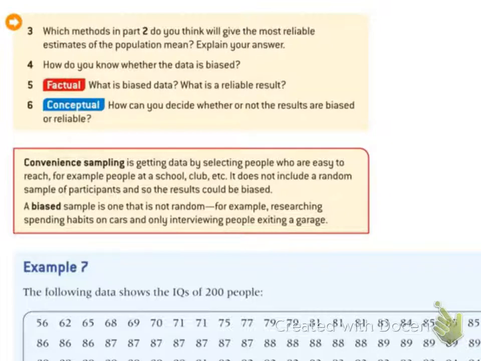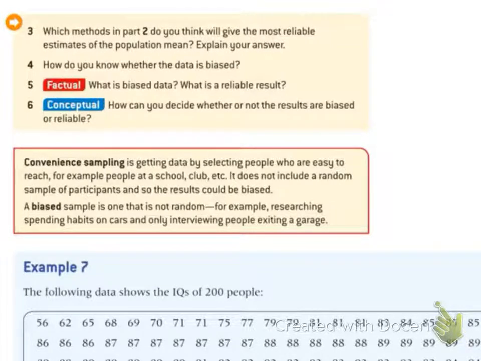So then we have this idea of convenience sampling, which is getting data by selecting people who are easy to reach. Obviously, if I'm going to phone people for a survey, the ones that answer the phone are a lot easier to get information from. Or even next year when you start to do your IAs, you'll be hitting up your fellow classmates to fill out some forms about how much sleep they get, or what kind of grades they have, things like that.